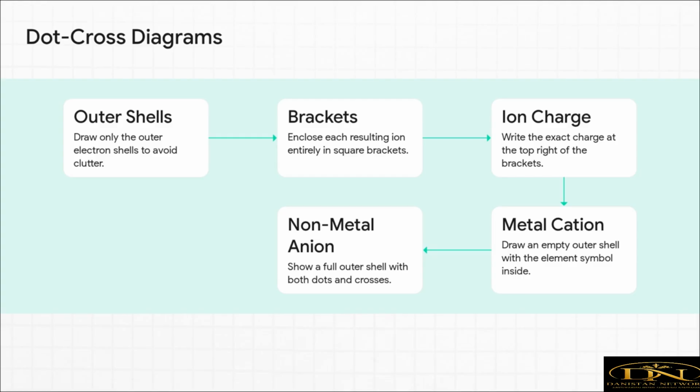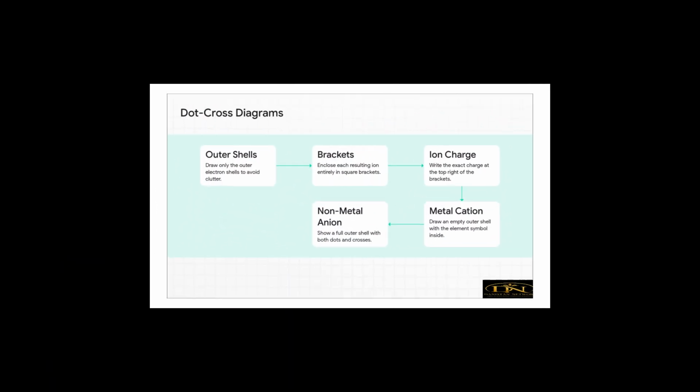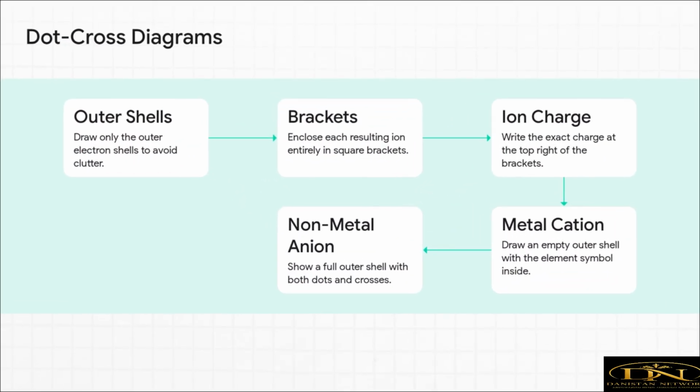Drawing the inner shells is just a waste of time and needlessly clutters the whole thing. We use dots for one atom's electrons and crosses for the others. But here's a vital scientific secret. In reality, all electrons are physically identical. There's no such thing as a cross electron. We just use different symbols to keep track of the accounting.